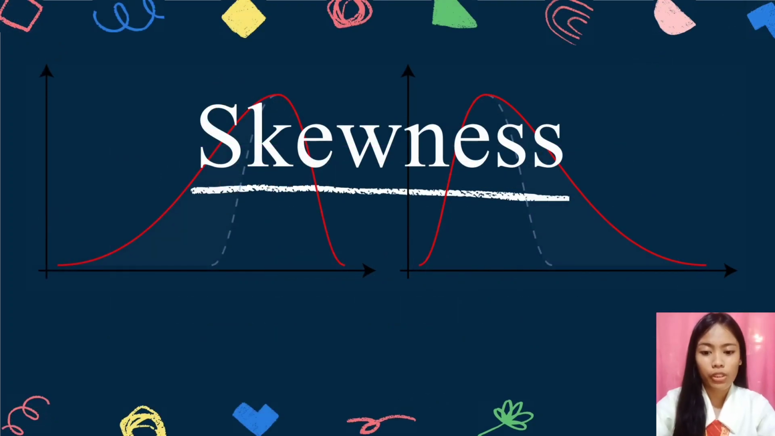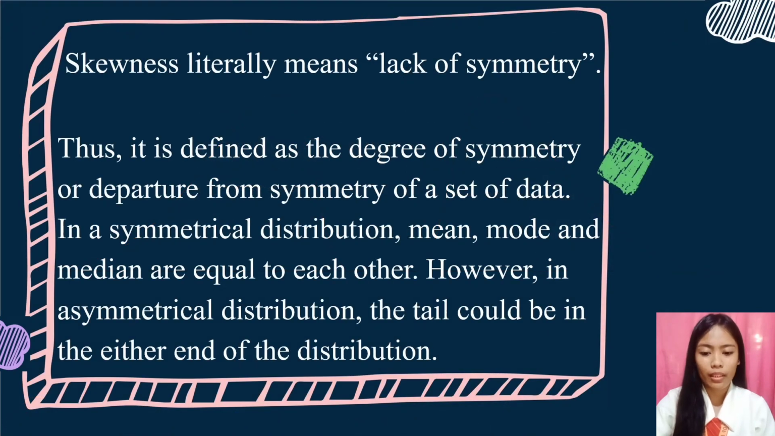Skewness refers to the degree to which a distribution deviates from symmetrical or normal. A symmetrical distribution happens when most of the scores are clustered in the center of the distribution. Skewness literally means lack of symmetry, not identical on both sides of the central line. Thus, it is defined as the degree of symmetry or departure from symmetry of a set of data.